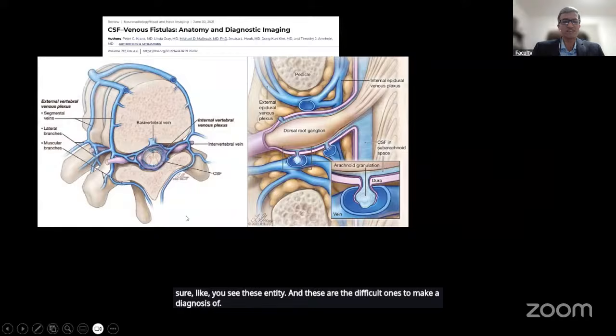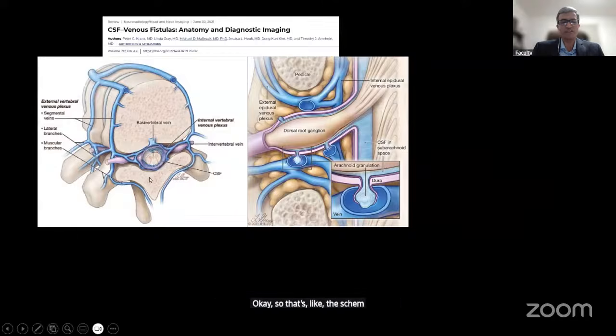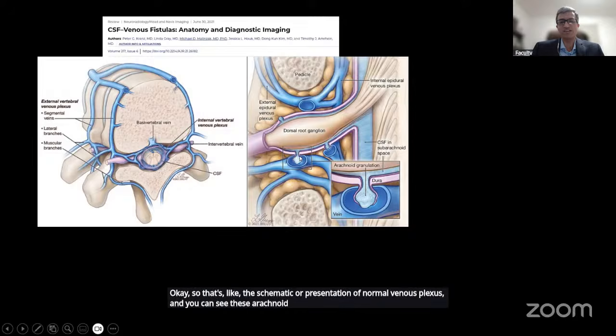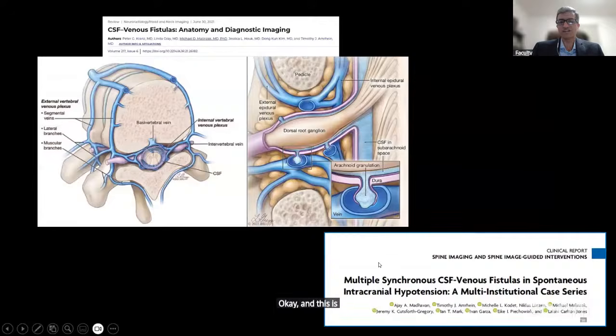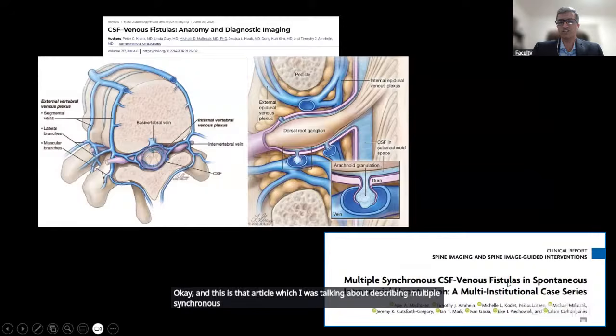Okay, so that's the schematic representation of the normal venous plexus, and you can see these arachnoid granulations draining into the veins. If any one of them ruptures, that results in a CSF to venous fistula. Okay, and this is that article which I was talking about, describing multiple synchronous CSF to venous fistulas, which can be 3 or more at different levels.